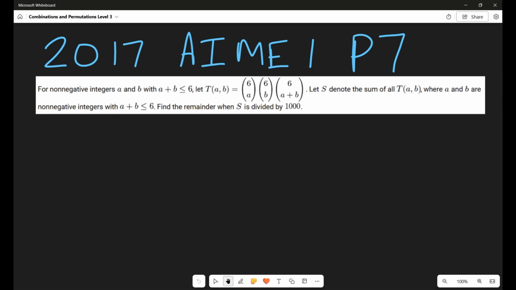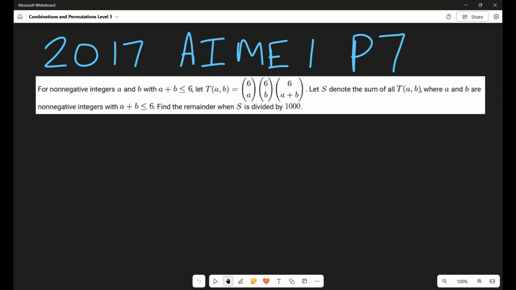Alright, so our first problem is the 2017 AIME 1 problem 7, and it reads: for non-negative integers a and b with a plus b less than or equal to 6, let T(a,b) equal 6 choose a times 6 choose b times 6 choose a plus b. Let S denote the sum of all T(a,b), where a and b are non-negative integers with a plus b less than or equal to 6. Find the remainder when S is divided by 1000.